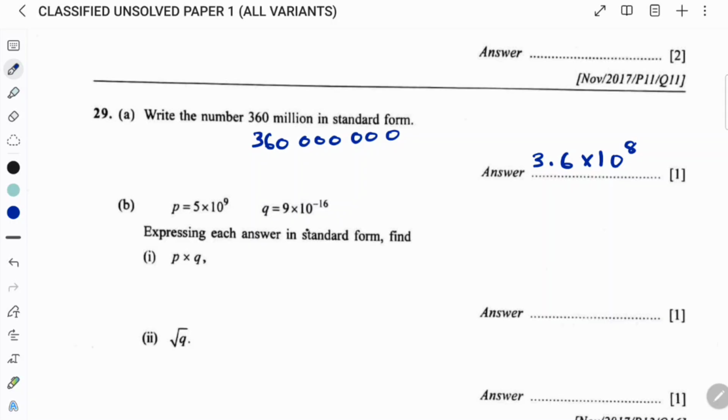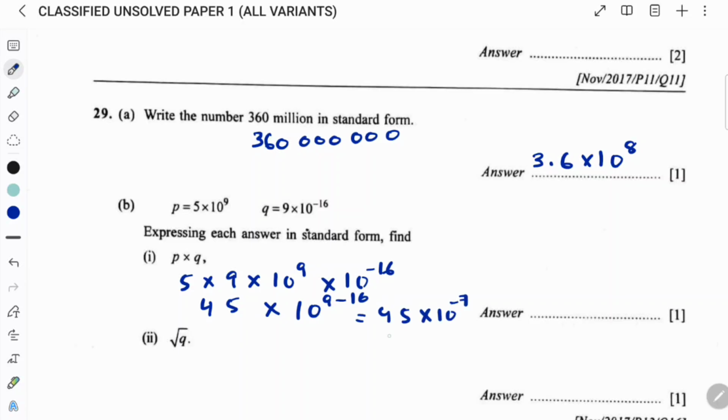Part B, expressing each answer in standard form. So a multiplication question: 5 into 9 into 10 to the power 9, into 10 to the power minus 16. 5 nines are 45 into 10 to the power of 9 minus 16. So that is 45 into 10 to the power minus 7, 4.5 into 10 to the power 1 and 10 to the power minus 7, altogether 4.5 into 10 to the power of minus 6.